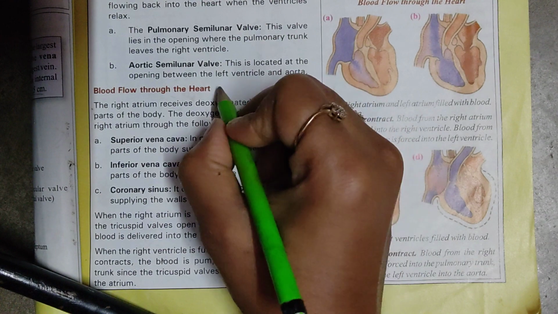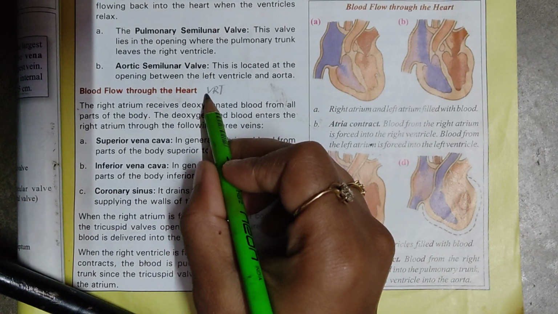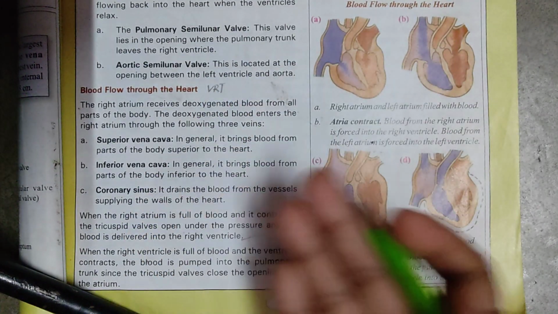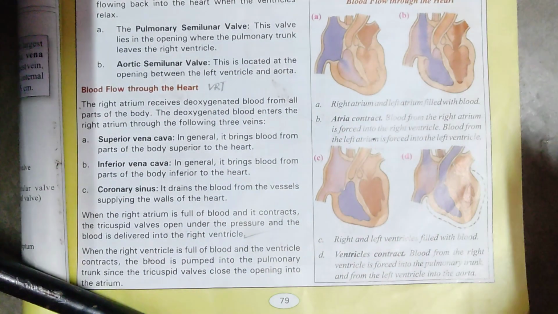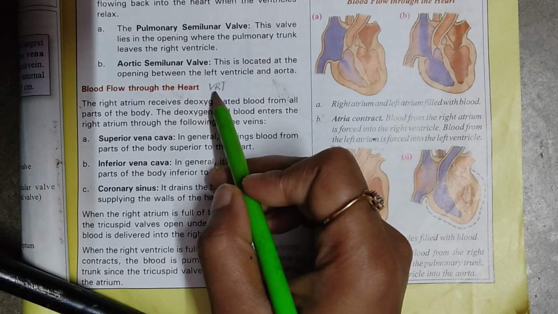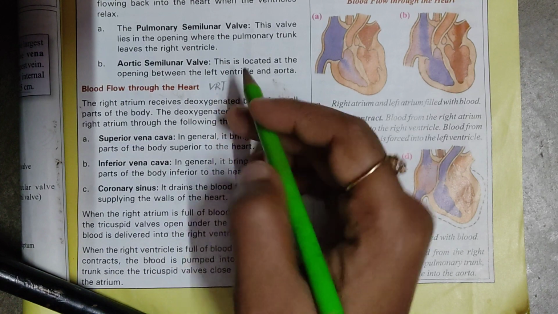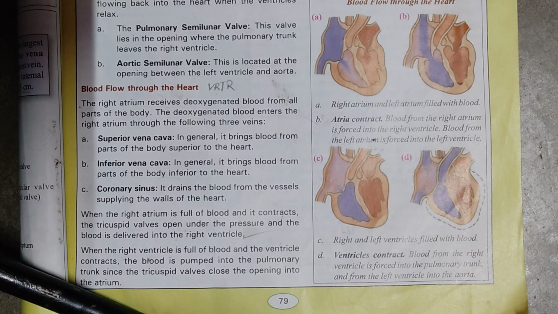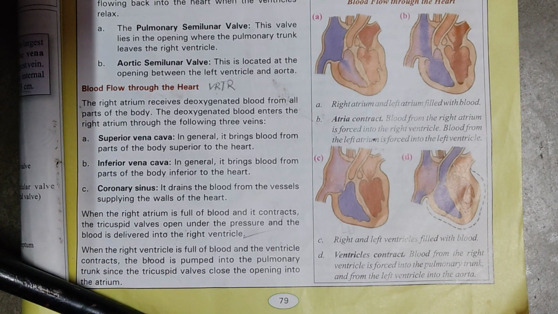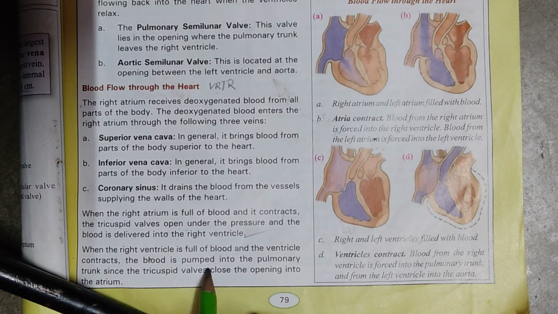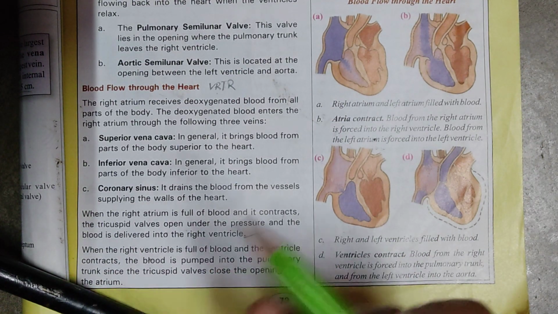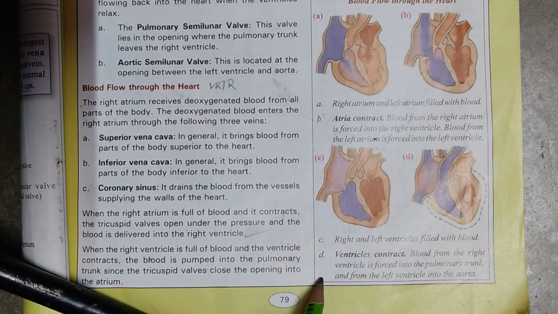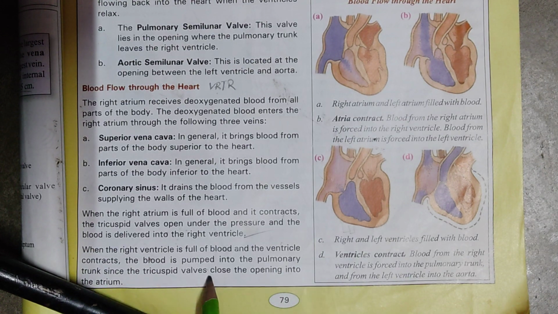So what is done? VRT, that is, vena cava. From the vena cava, and you may include the coronary sinus also, or you may not, it reaches the right atrium, then through the tricuspid valve it will reach the right ventricle. Now the right ventricle is full of blood, and again the ventricle will contract. When there is contraction in the ventricle, the blood is pumped into the pulmonary trunk, since the tricuspid valve closes.